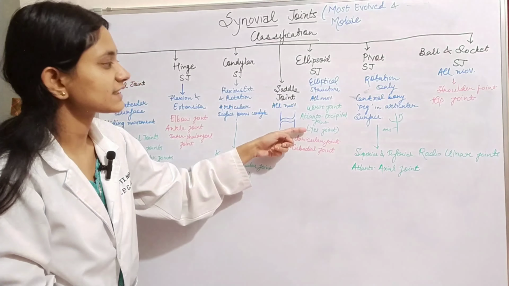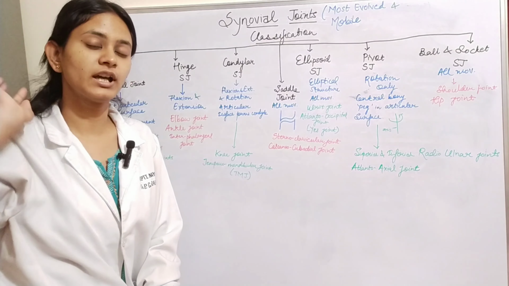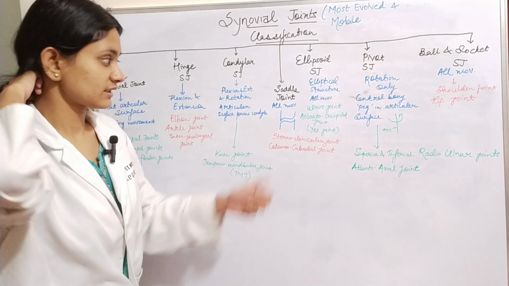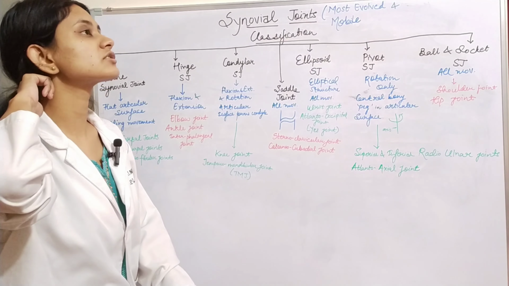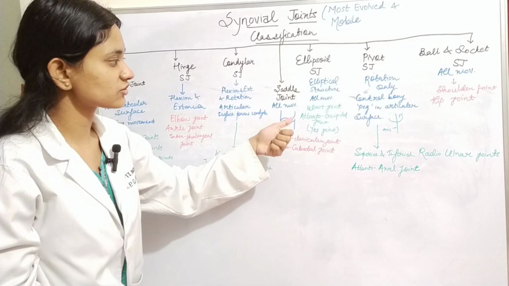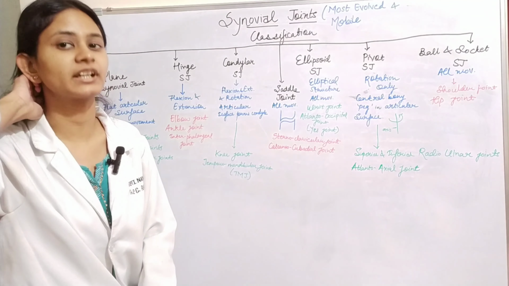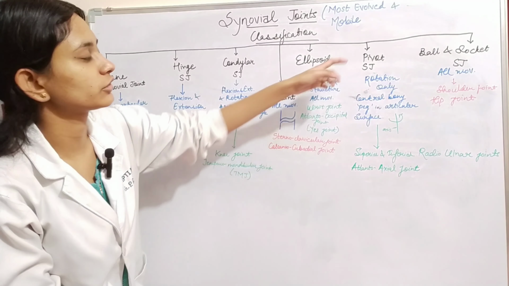Atlanto-occipital joint, that is the yes joint, the joint between the occipital region of your bone and the cervical, that is the atlas of your bone. It will come under ellipsoid synovial joint, and it will help in yes movement. We have learned this in class 12, so it is a bit easier for you.